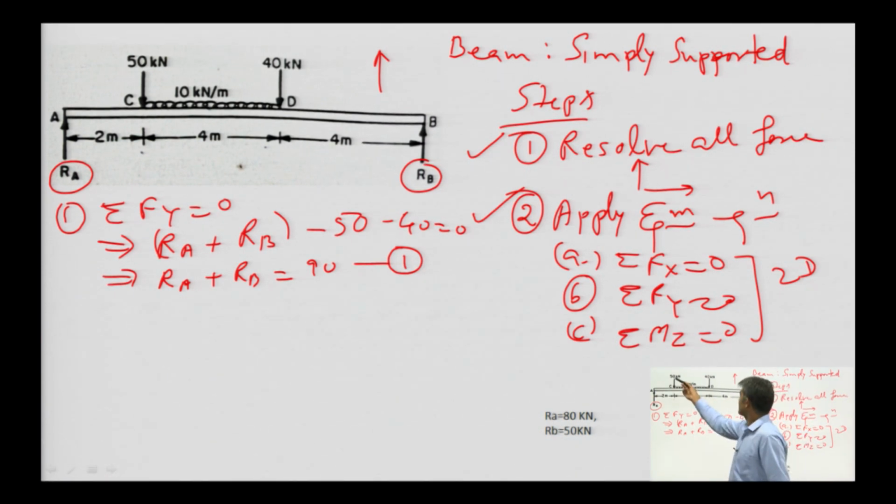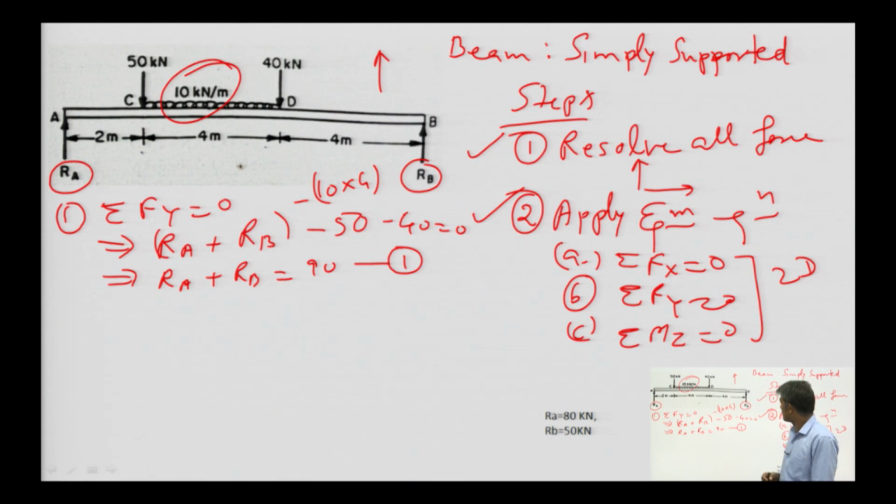R A plus R B is equal to, no, one force is missing. Which one force is missing? This one force is missing. What will be the value? Its value will be minus 10 into 4, means 40, will be added more. 90 plus 40 means total will be 130. You can write this equation directly. R A plus R B is equal to sum of the downward force, 50 plus 40 is 90, and this one is 10 into 4, 40. 90 plus 40 is 130.